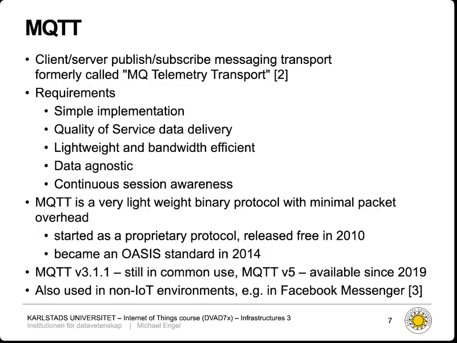As I said, it started at IBM as a proprietary protocol and was then released for free, the standard, in 2010, and it became an Oasis standard 4 years later. There are two versions in common use, so the older previous version was MQTT version 3.1.1. This is still commonly used. MQTT 5 is available since 2019 and has a number of improvements over the old version. It's very often used in IoT, but not only. So for example, MQTT is also used in Facebook Messenger. And this reference number 3 here is a link to a blog article by one of the authors working at Facebook implementing it.